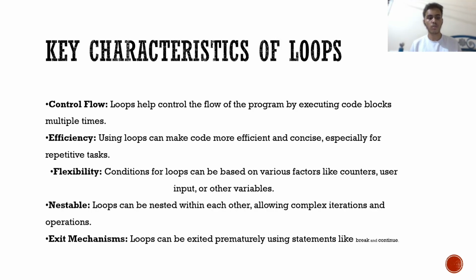Key characteristics of loops: control flow, efficiency, flexibility, nestable, exit mechanism. Control flow: loops help control the flow of the program by executing code blocks multiple times. Efficiency: using loops can make code more efficient, especially for repeated tasks, and it is easier for the user to write the code.